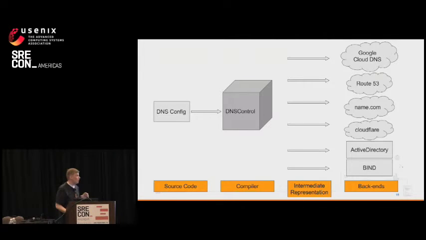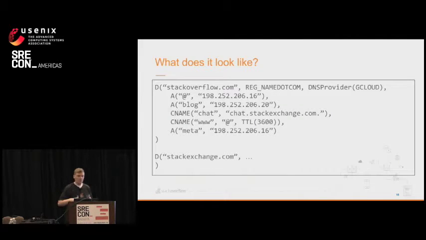This is a pretty high-level diagram. There's probably a lot of questions. First off, what does that configuration look like? Well, it looks like code. Here we have a snippet from our zone for StackOverflow.com. You see the D function is a way to define a domain. We have a bunch of these in one file. And here we specify that StackOverflow.com is registered with our name.com provider, and DNS is provided by Google Cloud DNS. And then we add records to it. We have A records with IP addresses, CNAMEs that point to other domains.